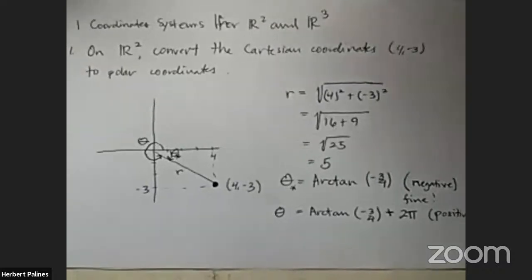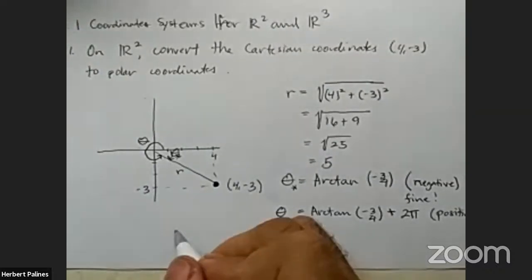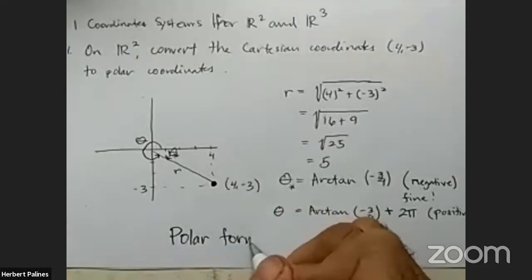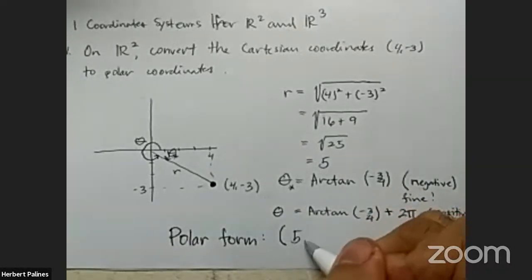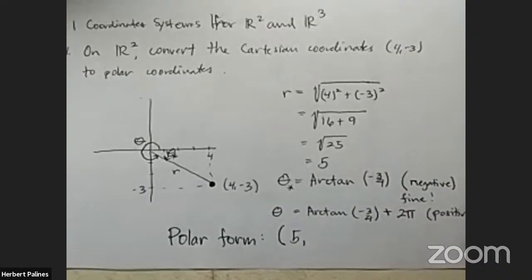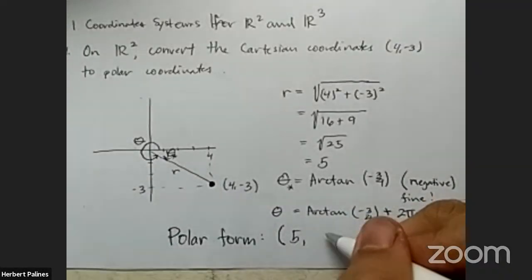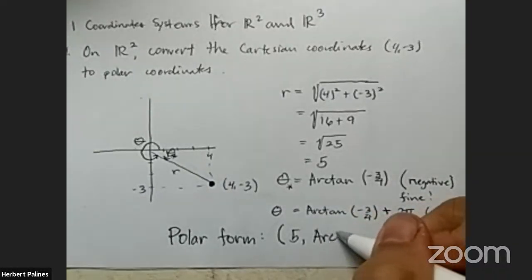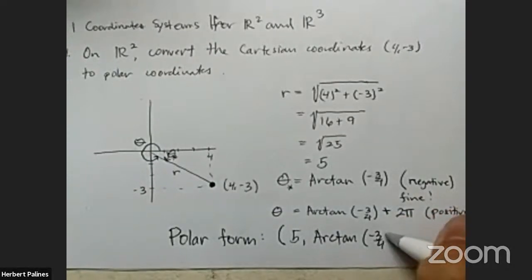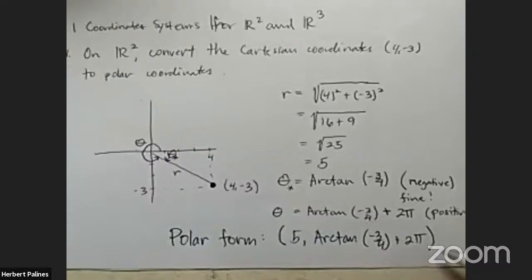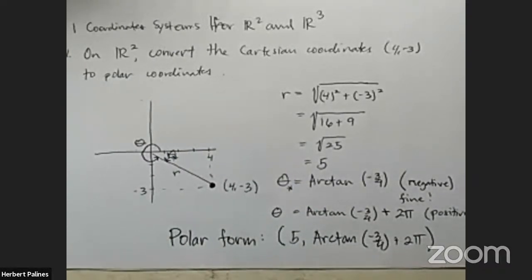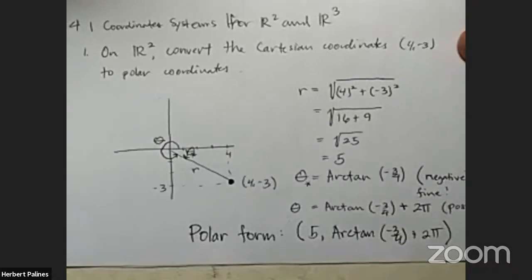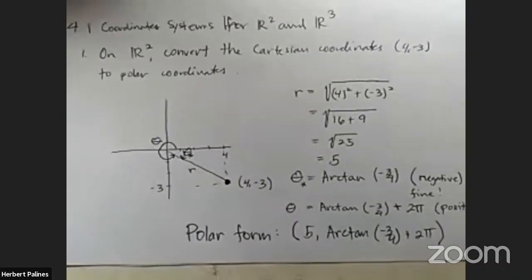So in that case, the polar form of the point, or the polar coordinates corresponding to the Cartesian coordinates (4, -3), is given by (5, arctangent of -3/4 plus 2 pi). So that's the first item of the exercise. Do you have any question before I proceed to the second item?